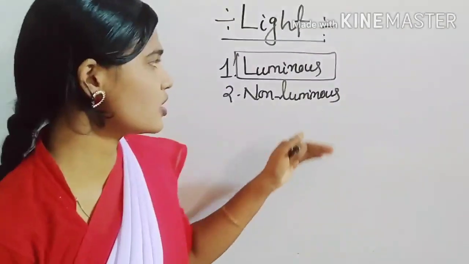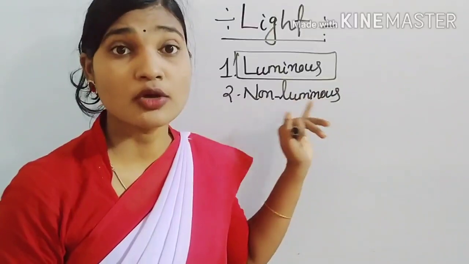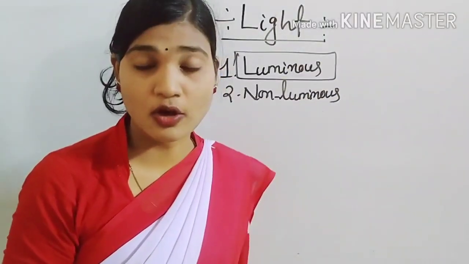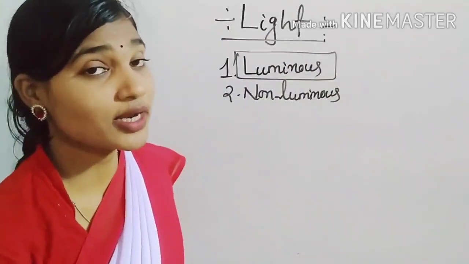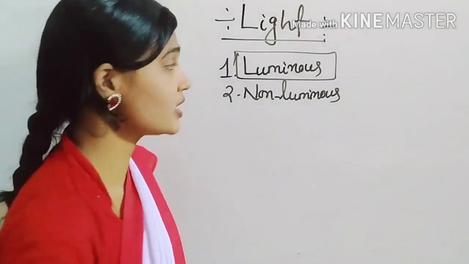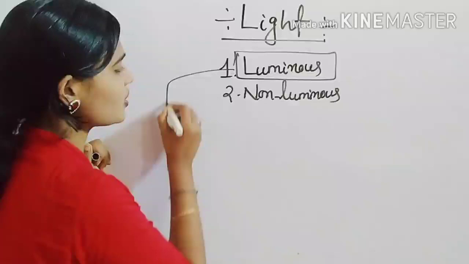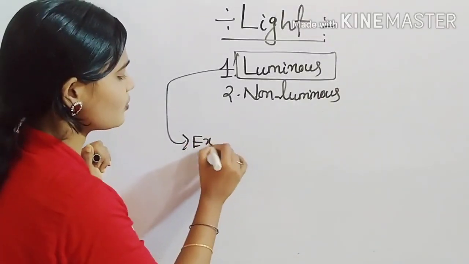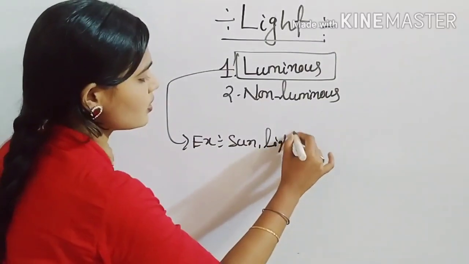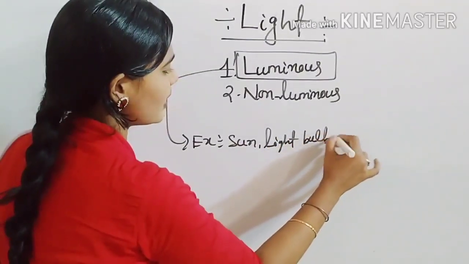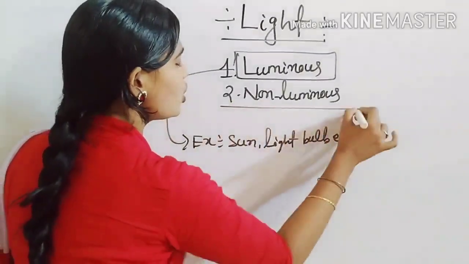The objects which emit their own light, or which have their own light, are known as luminous objects. What are the examples of luminous objects? The examples are the sun, a light bulb, etc. What are the non-luminous objects?